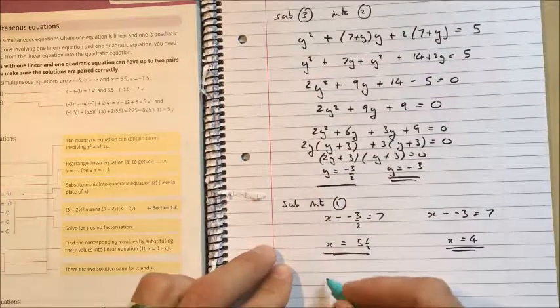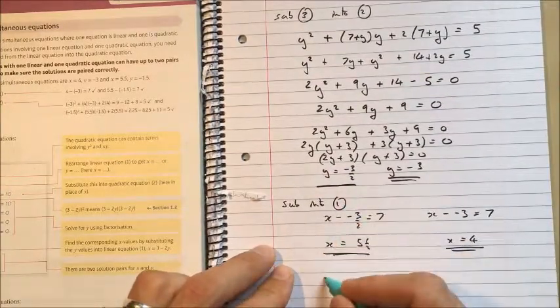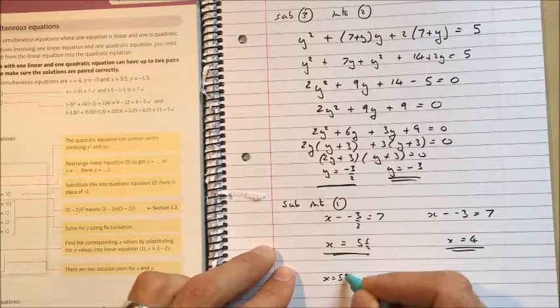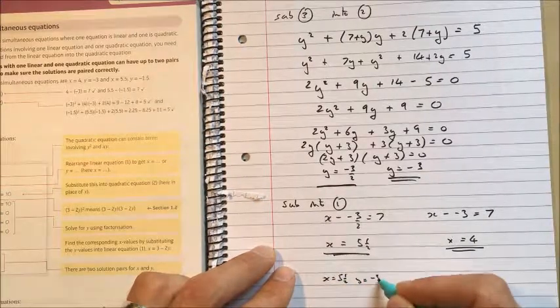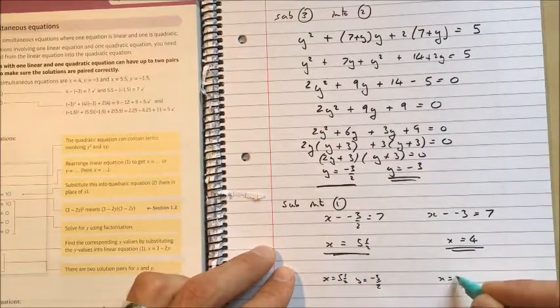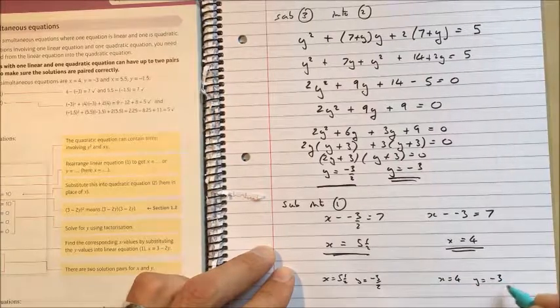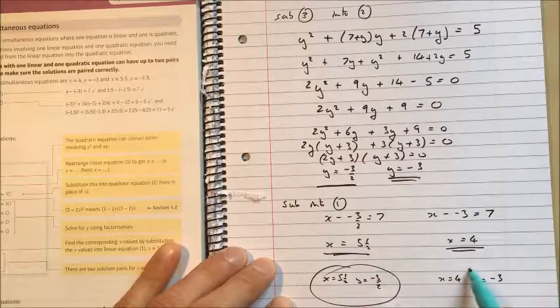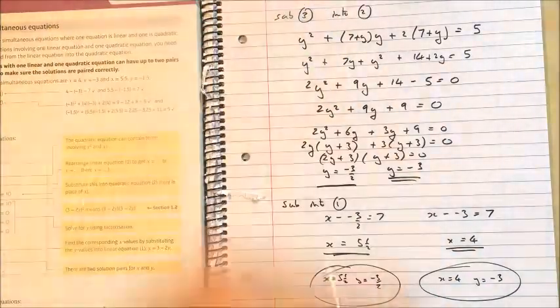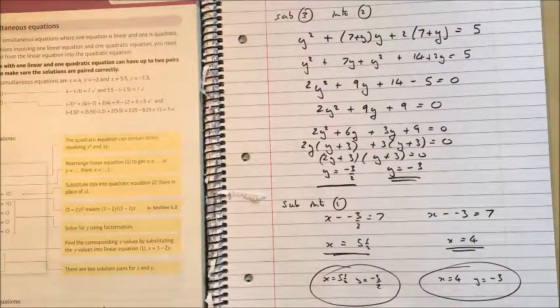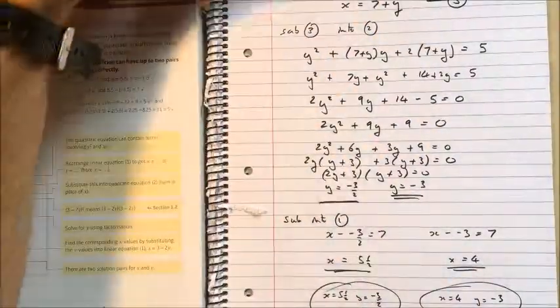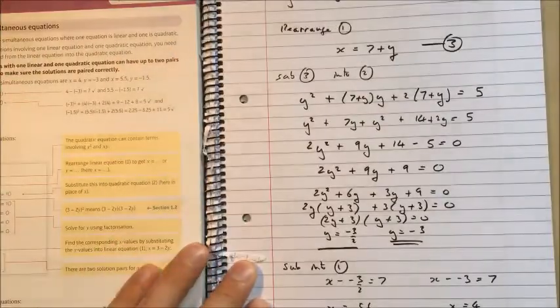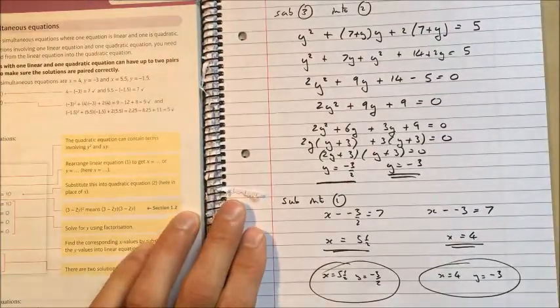If you're in an exam, we'd want to put those two together, so x equals 5.5, y equals minus 3 over 2, and x equals 4, y equals minus 3, because they come as pairs. I can't just write those 4 numbers in any old order. This pair and this pair are solutions to this equation, okay? You should also take those back and substitute them in and check that it works. Again, if you're in an exam, hopefully you should have time to do that.